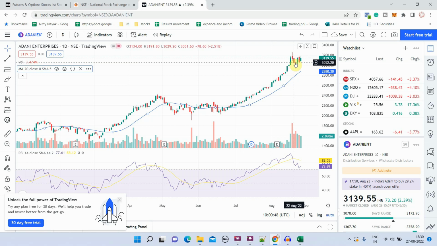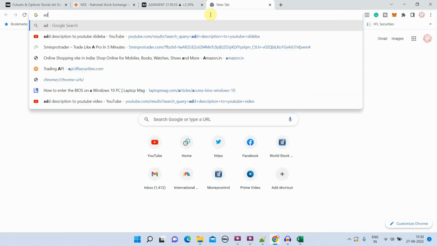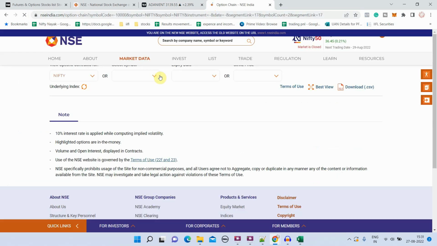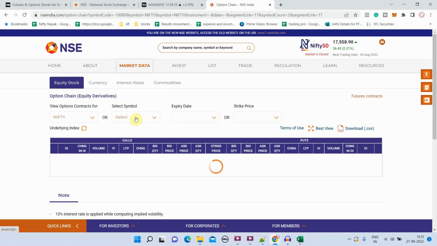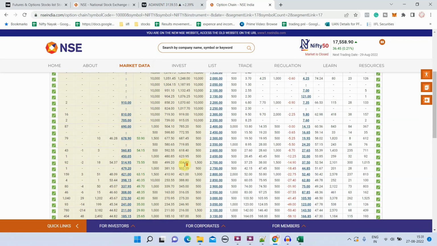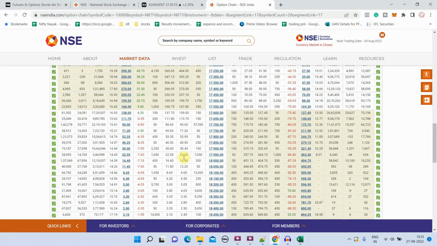Let me open that in the option chain. Here I'm going to search for Adani Enterprises. Here you can see it's still in Nifty.